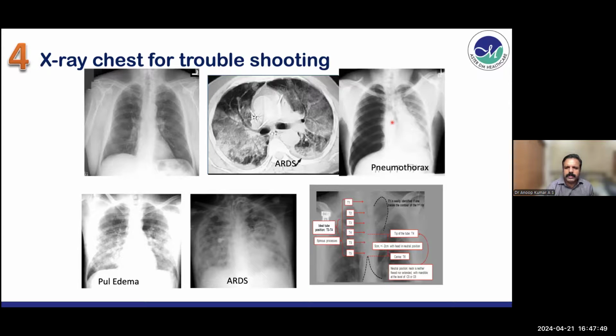Maybe if our time permits in the later sessions, I would like to take a session on interpreting CT thorax also, because knowing how to interpret a CT thorax is very, very important as far as an intensivist is concerned.